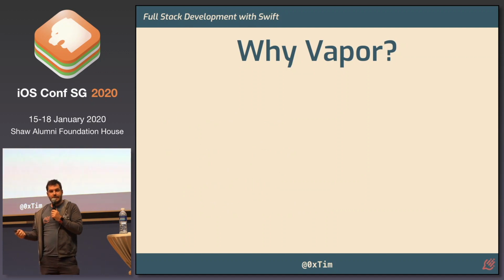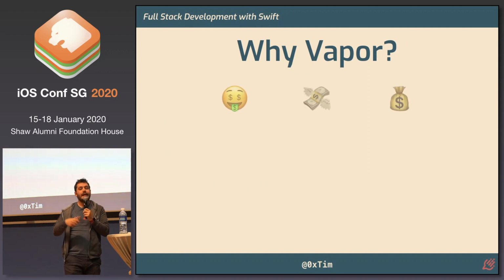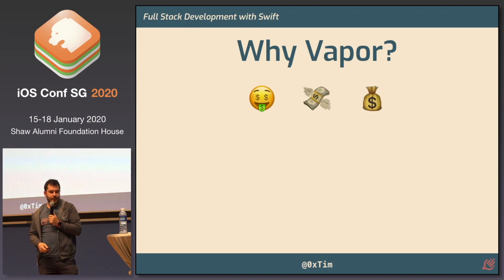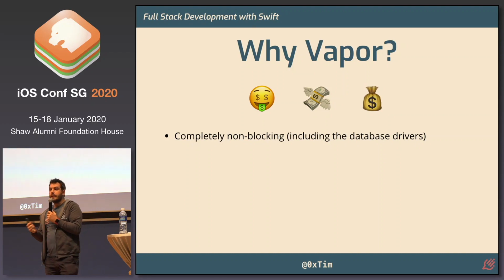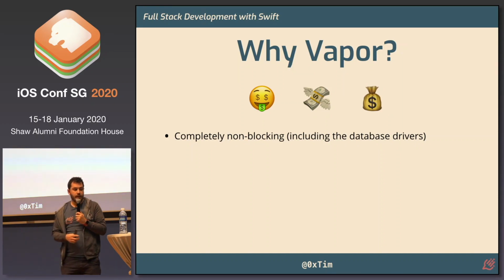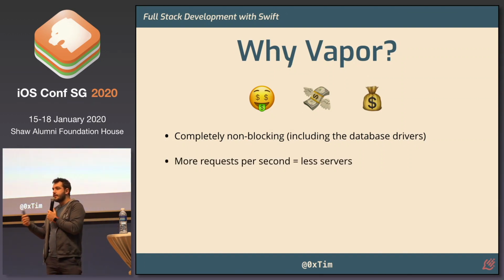So if you're a business, why would you allow your developers to use Swift on the server? Well, like everything, it comes down to money. Vapor and server-side Swift with NIO are completely asynchronous, they're non-blocking, and even the database drivers are non-blocking, which is pretty rare. And this allows you to handle more requests per second than you would with a synchronous architecture, which means that you need fewer servers.